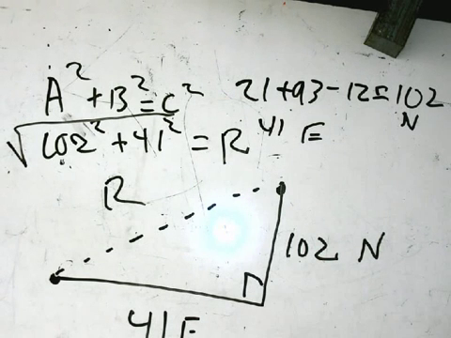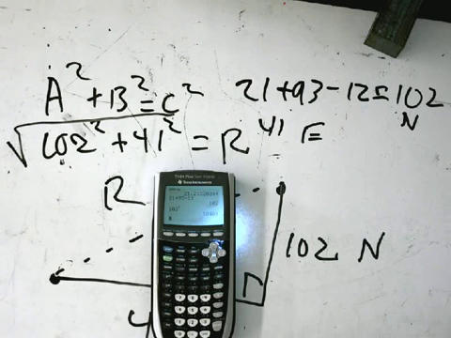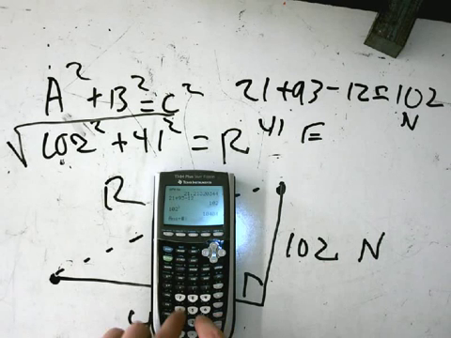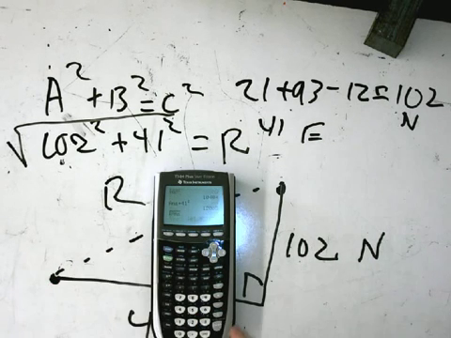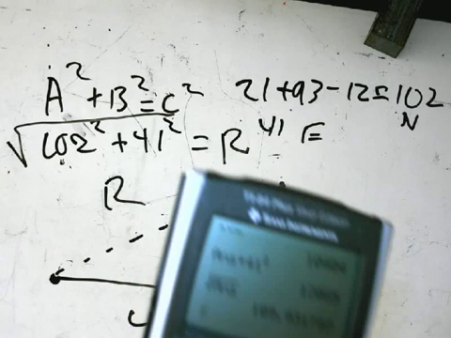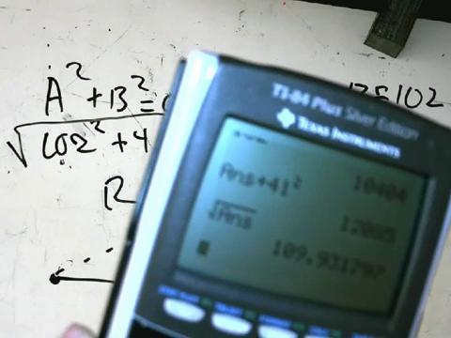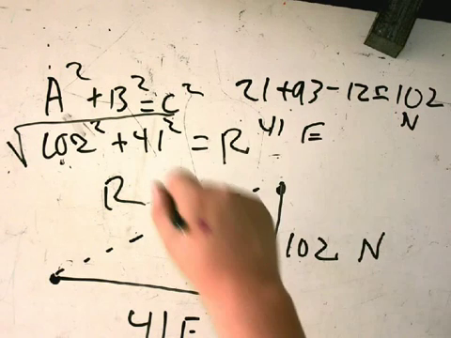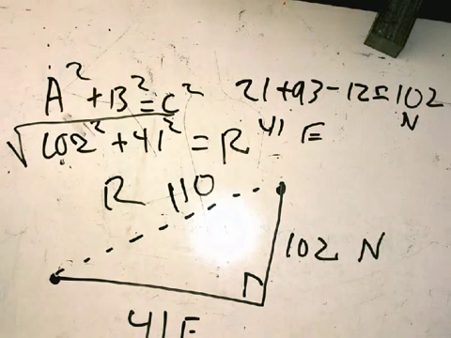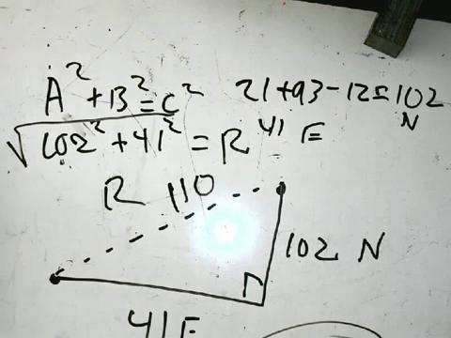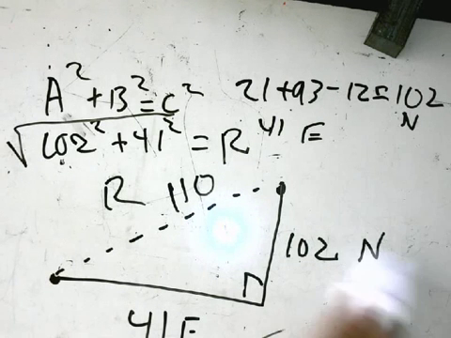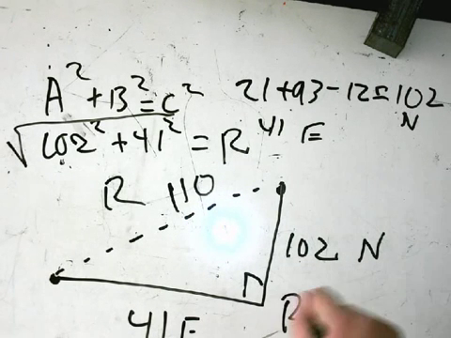Alright, so let's see. We're just doing this calculation here, and then we find the square root of that. You can see this is our resultant here, basically 110 steps. R is equal to 110 steps. Shoot, I wrote that where you guys can't see it, sorry. The resultant is equal to 110.